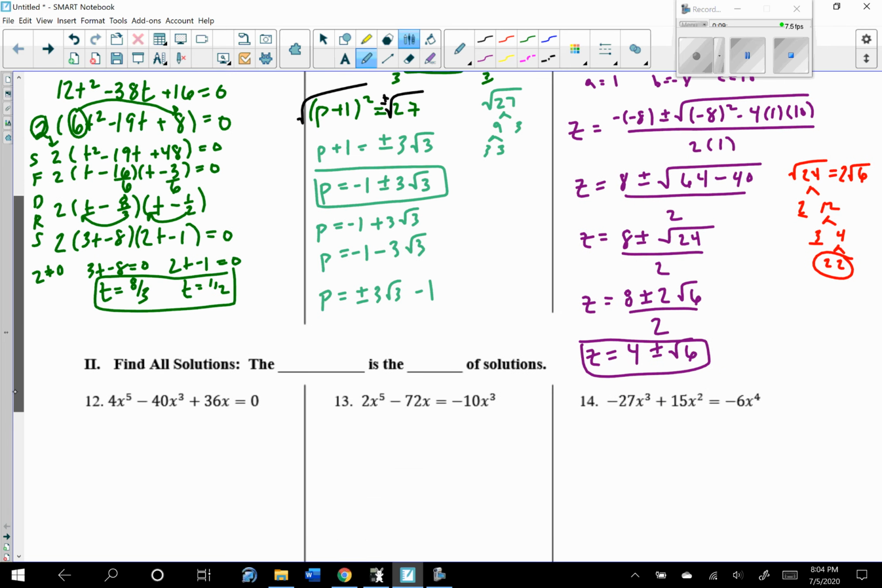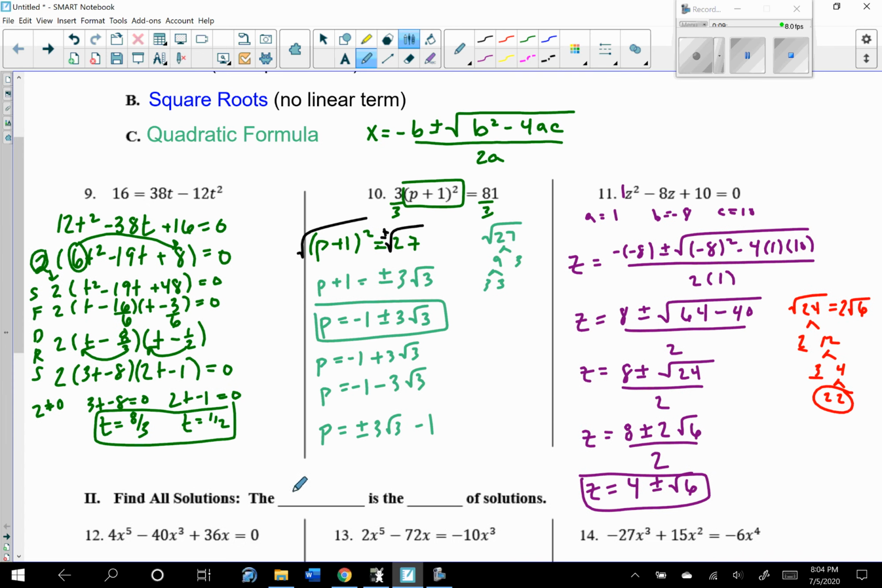So find all the solutions is the next thing we're looking at. So the degree is going to give us the number of solutions for a polynomial equation. So these quadratic equations, notice the degree is 2, so that means you're going to have two solutions, whether or not they're real or imaginary.